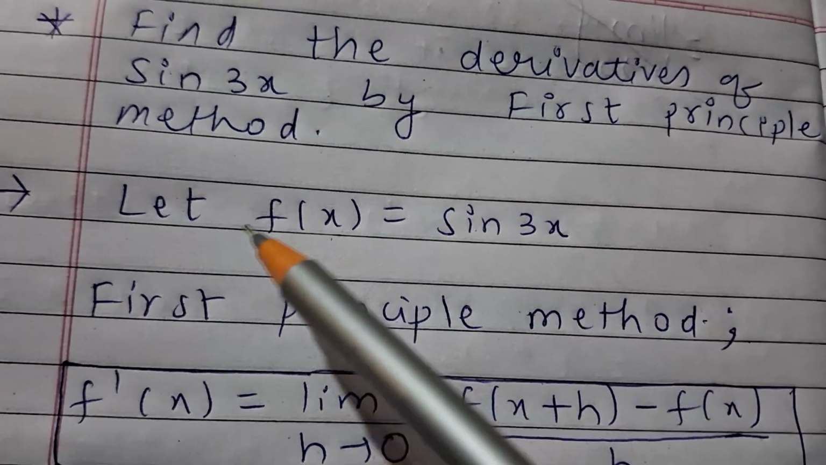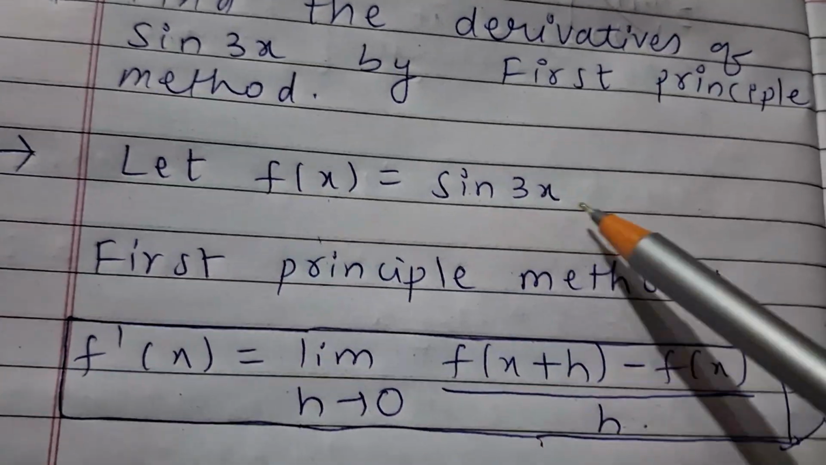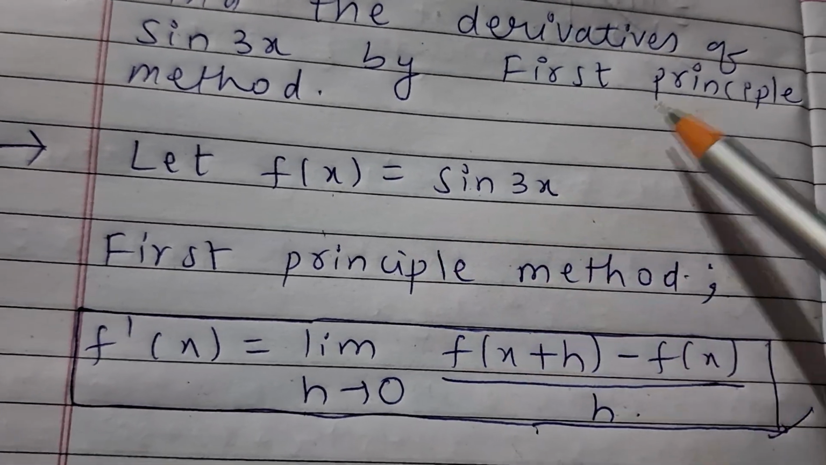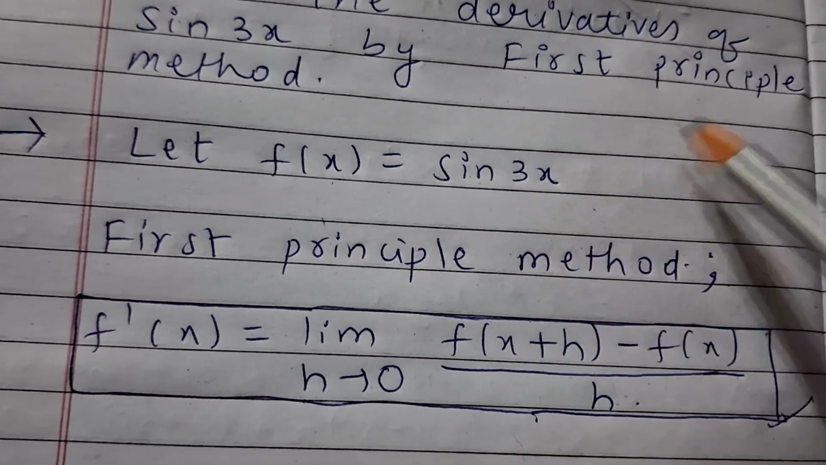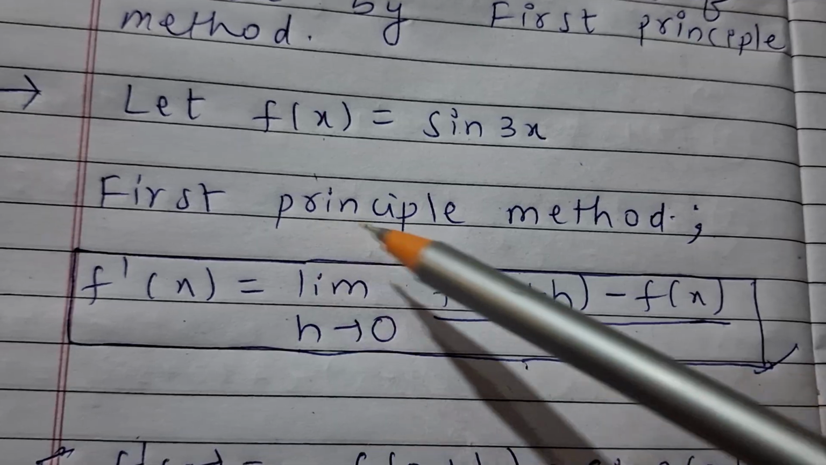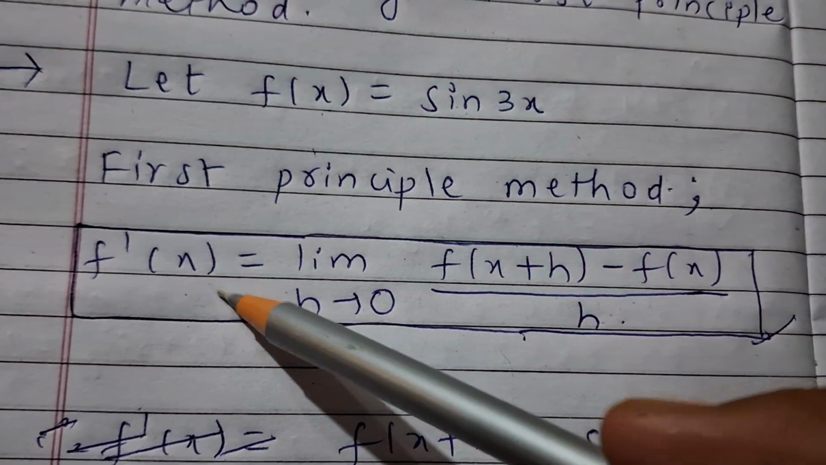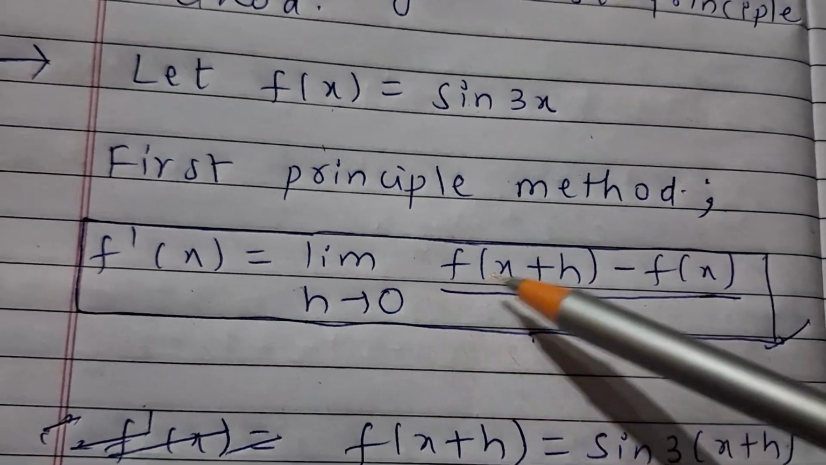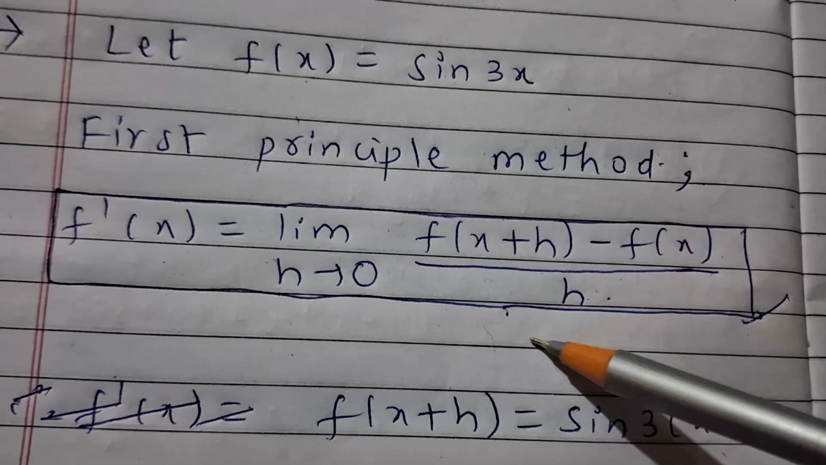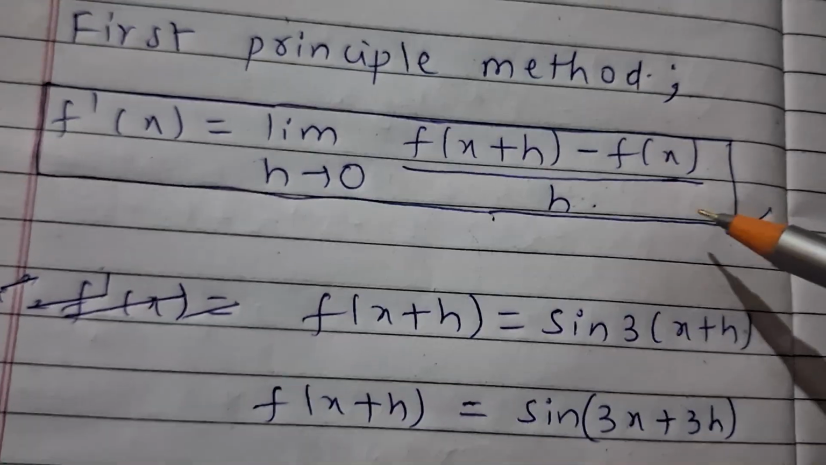This is an important question: find the derivative of sin 3x by the first principle method. Let f(x) = sin 3x. By the first principle method, f'(x) = limit h tends to 0 of [f(x+h) − f(x)] / h. You should remember this formula.